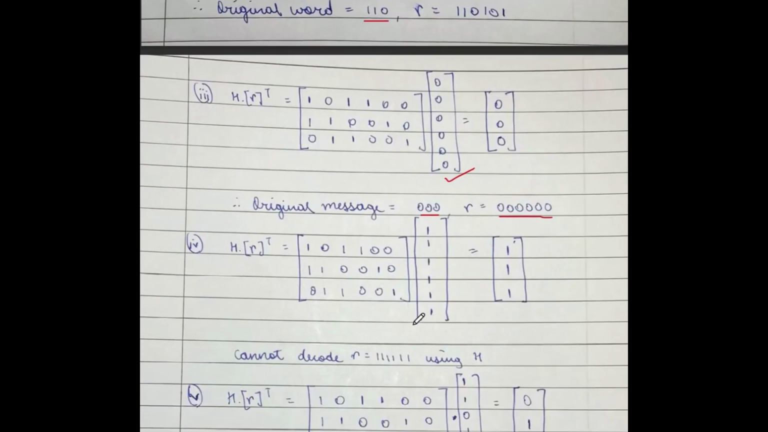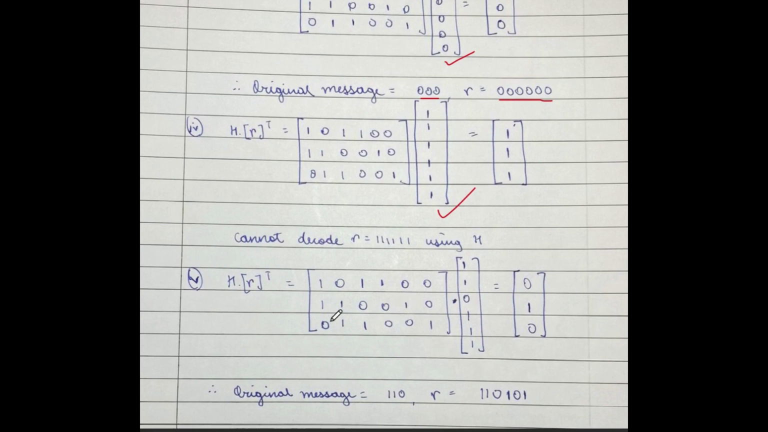Okay, so we have a case in which we have all ones, and the answer in this case will come out to be 111, because there are three ones, and after multiplying three ones and adding them, we get a 1. So, when the answer is 111, it does not correspond to any of these values. Therefore, we cannot decode the given R value, which is 6 ones. Therefore, there is no original message, as we cannot decode this value.